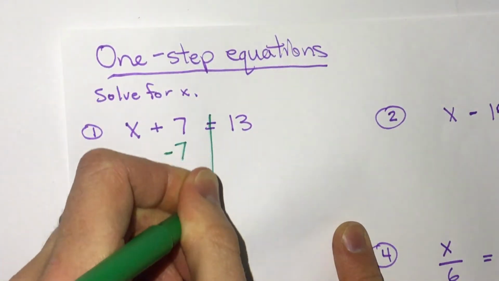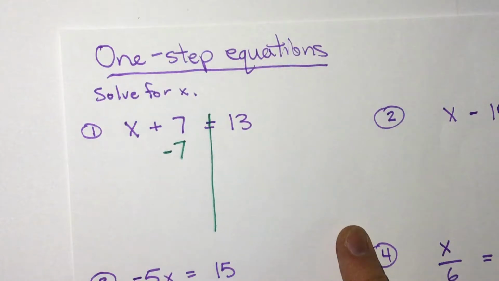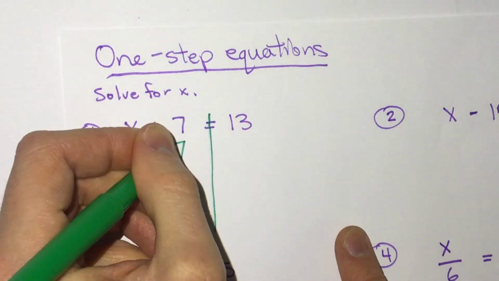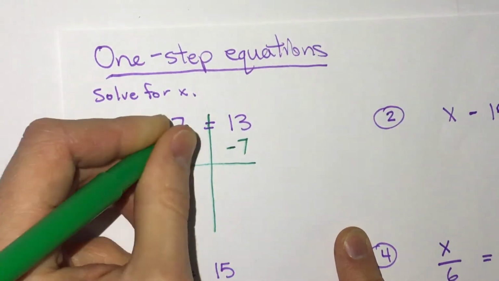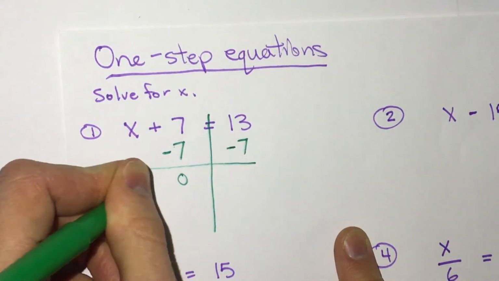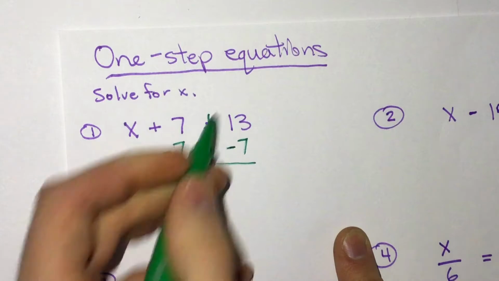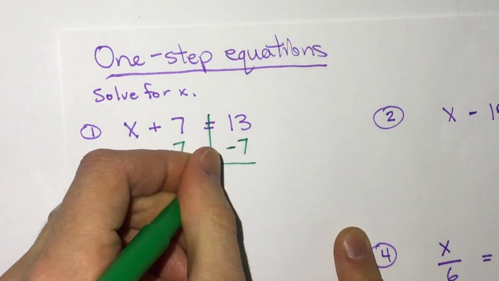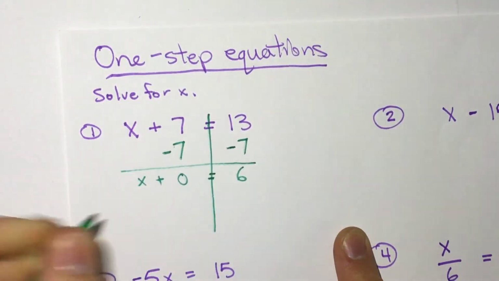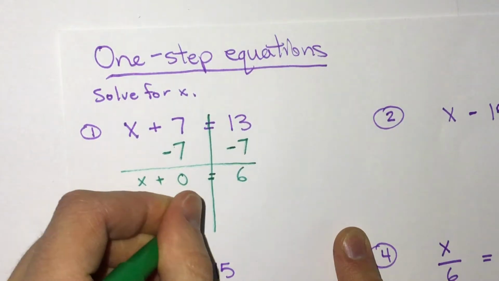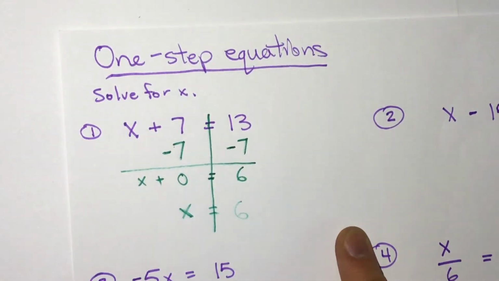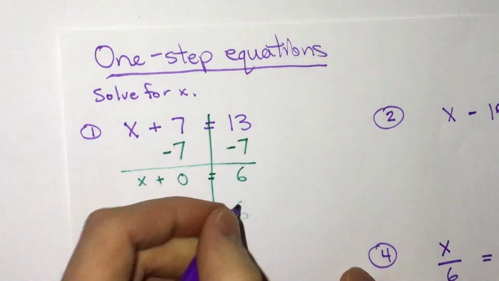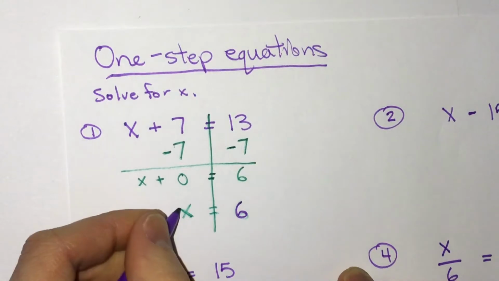We can put a little bar here to keep the sides of our equation separate. If we do minus 7 here, we have to do it to the other side as well. 7 minus 7 is 0, so x plus 0. 13 minus 7 is 6. x plus 0 is just x, so we have x equals 6. This marker's not working so well. So we have our final answer, x equals 6.